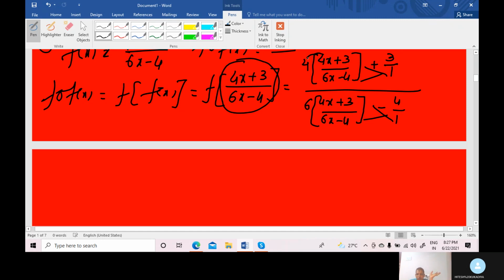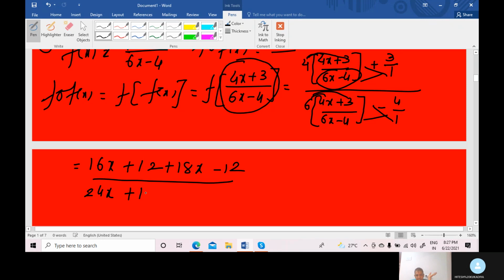So first multiply: 4 fours are 16x plus 12, and plus 3 multiplied by this bracket. So 3 sixes are 18x and 3 fours are 12. And the denominator: again 6 fours are 24x and 6 threes are 18, and minus 4 multiplied by here. Right? 4 sixes are 24x and 4 fours are 16.